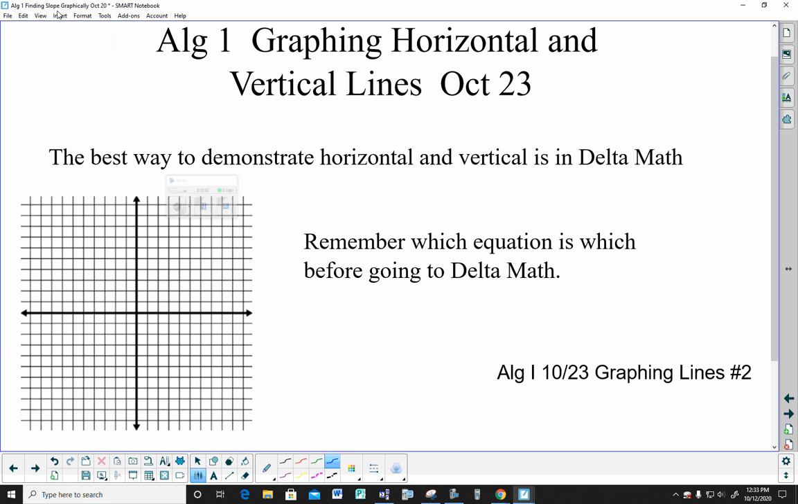Hello everybody. So this is the video for graphing horizontal and vertical lines. In the previous assignment, the one that backed up to this, you guys had formulas that went in this pattern. What I want you to key in on here is, let's say I had 3x minus 7.